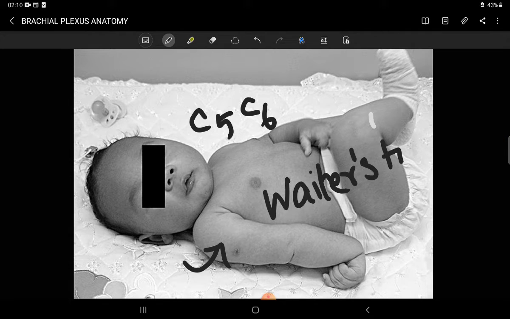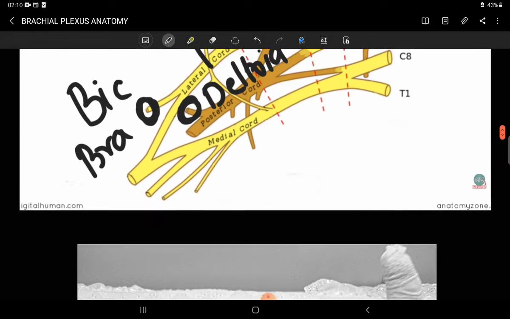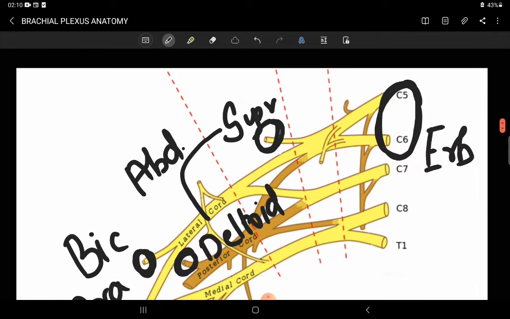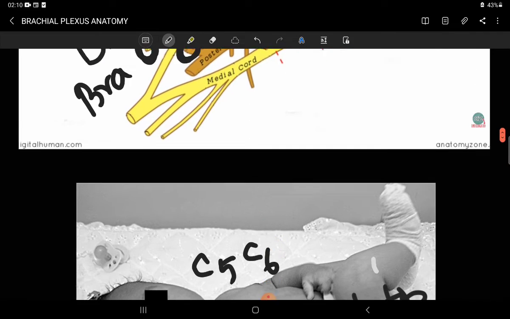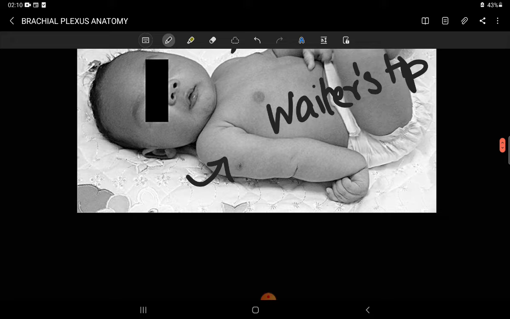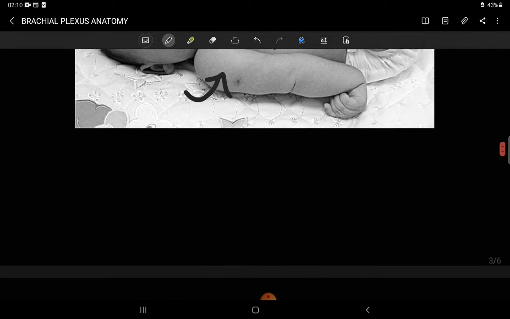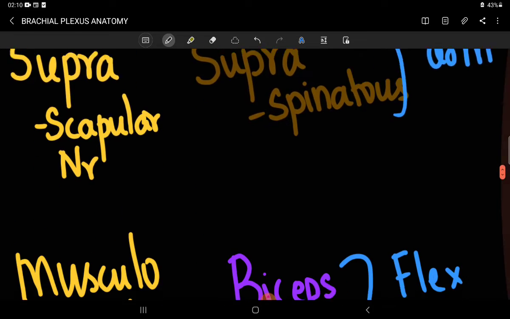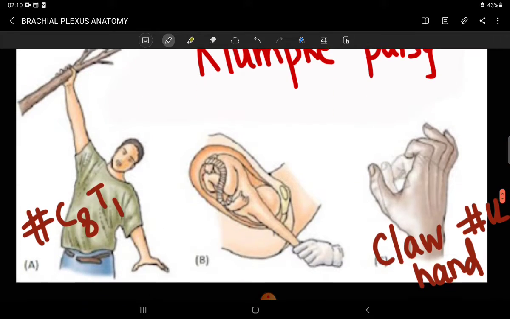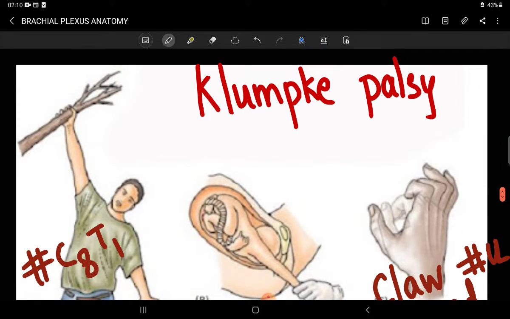So once you learn the anatomy, and once you know what are the branches and what are the muscles they supply and what is their action, you don't have to mug up anything. You can just know why this child is having this defect. So to complete brachial plexus, we have two more palsies to see. This one is Klumpke's palsy.